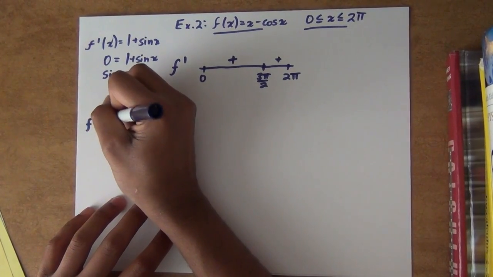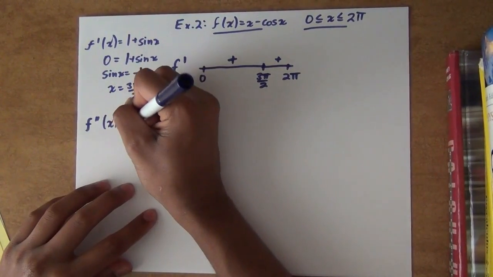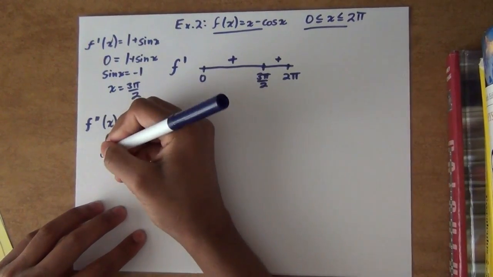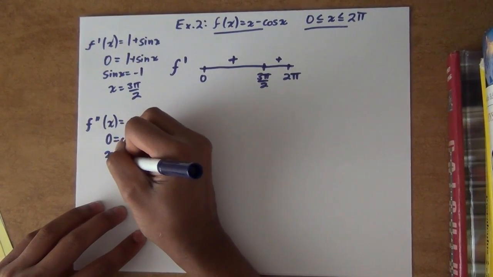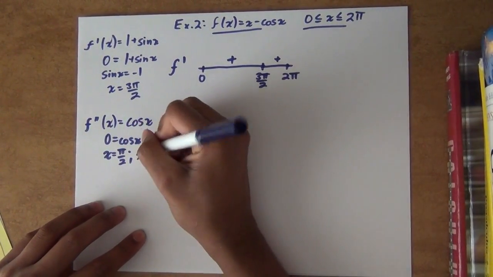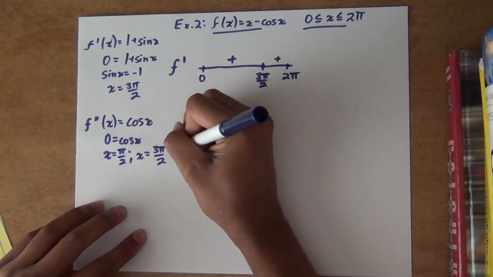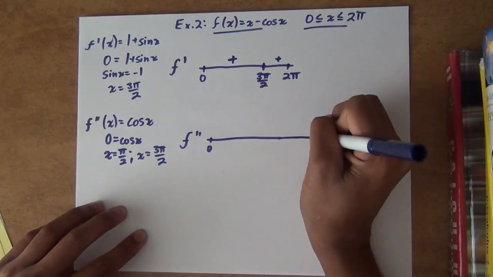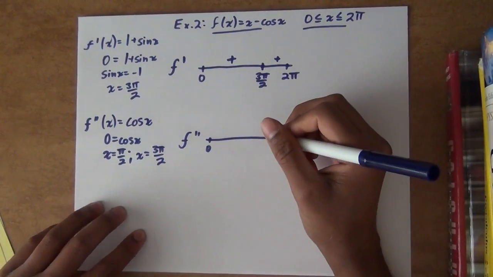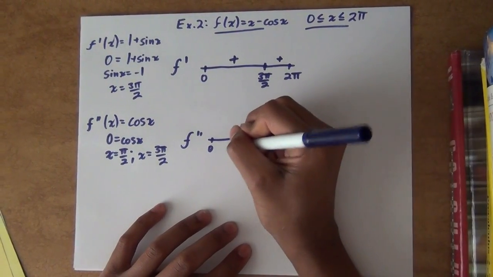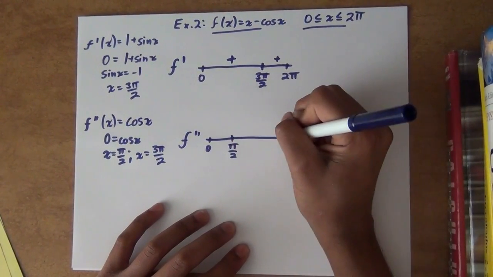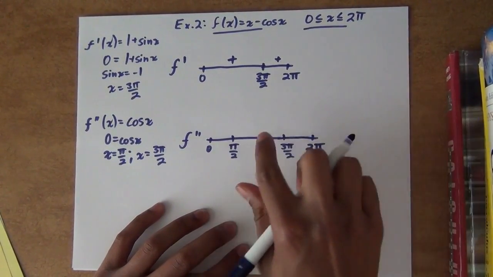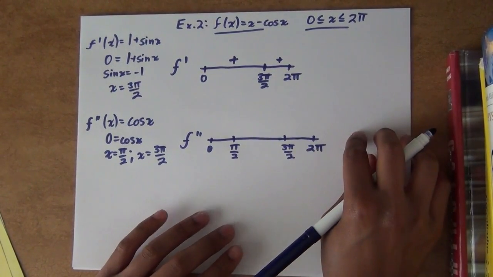f double prime of x, so we're doing our second derivative now. It's just cosine x, and set it equal to 0, and we have x values of pi over 2 and x equals 3 pi over 2. Once again, same process, so 0, 2 pi, and then put in our critical values of pi over 2, 3 pi over 2, and then figure out if it's positive on the 3 given intervals we have here.